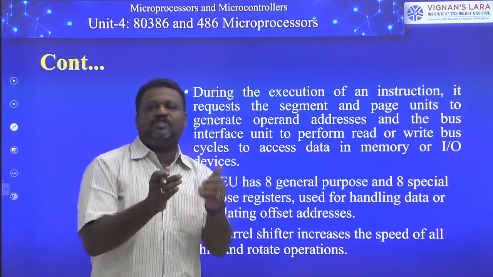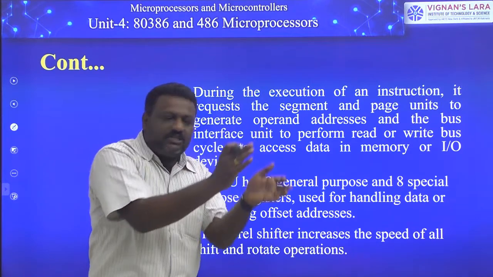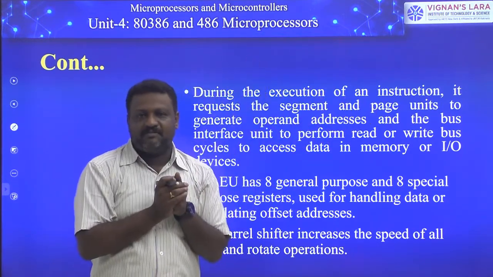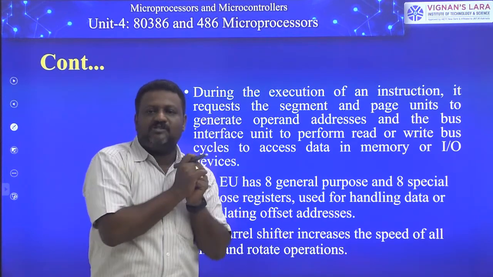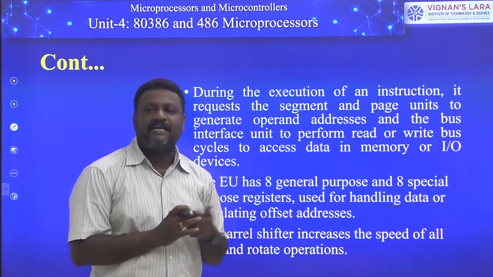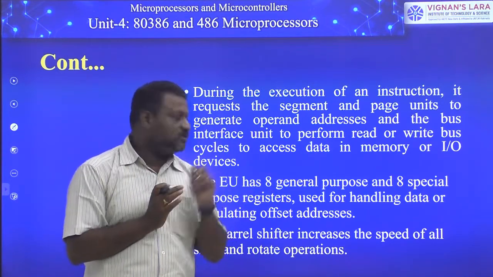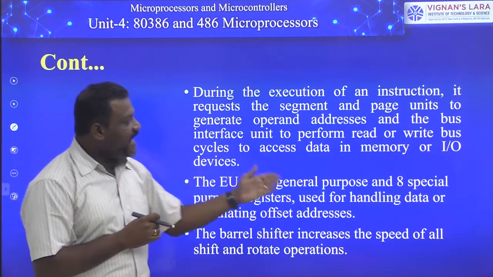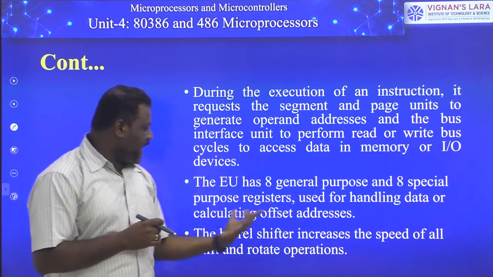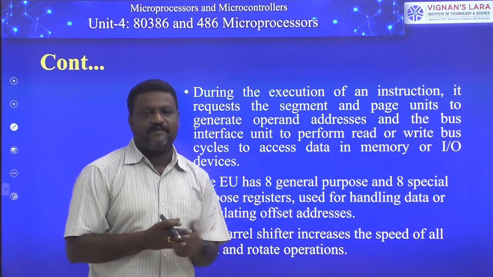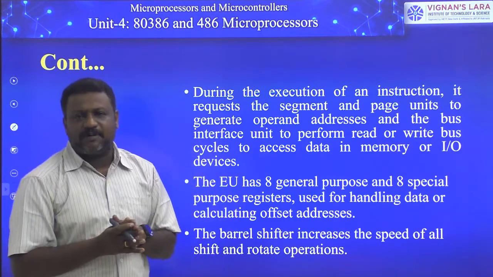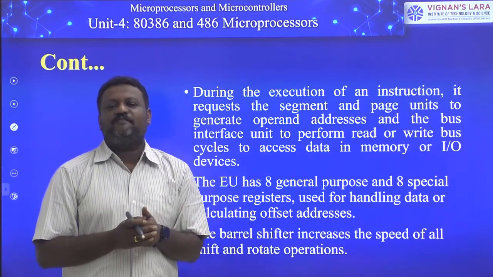At that time, your execution unit guides the segmentation unit as well as the paging unit to go and get data from memory, and it will guide them to get data from I/O devices with the help of the bus interfacing unit, BIU. So that's important. Your EU has 8 general purpose registers and 8 special purpose registers used for handling of data and calculation of offset addresses. So in your execution unit, you will find 8 general purpose registers and 8 special function registers.